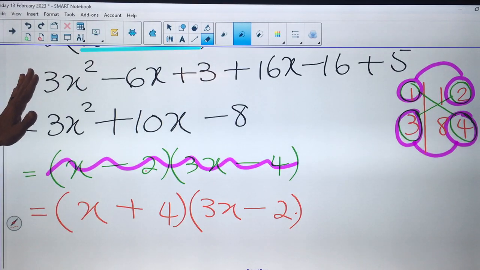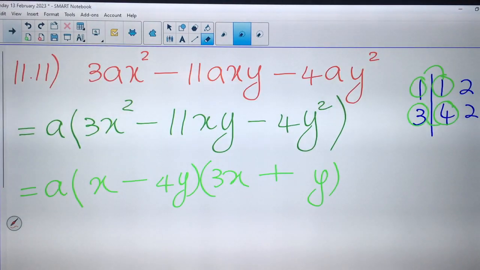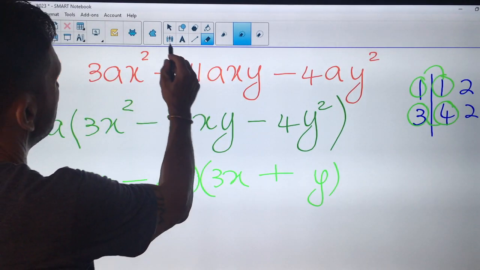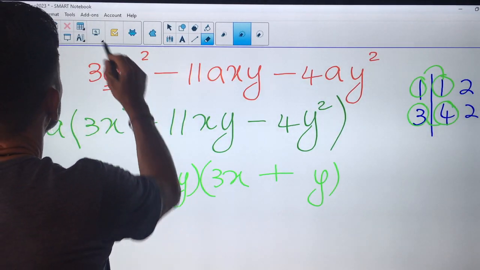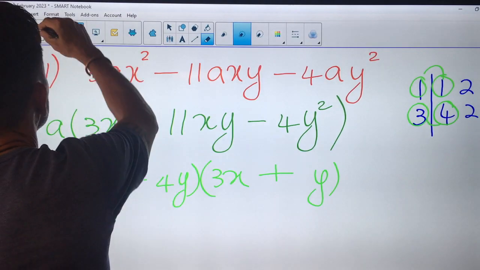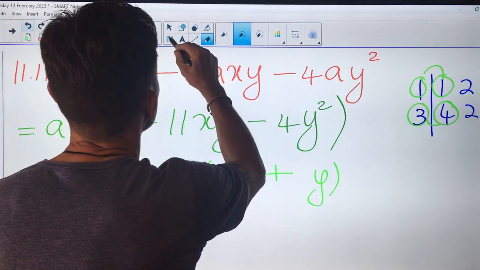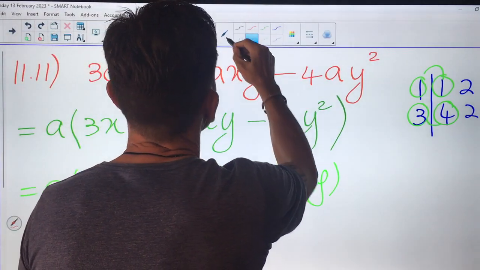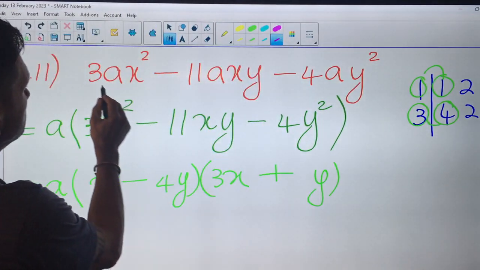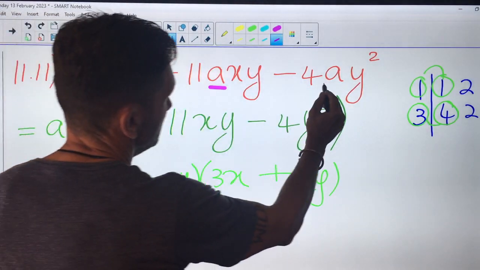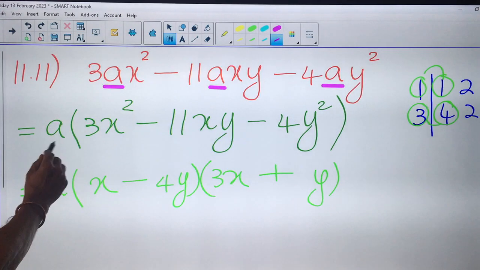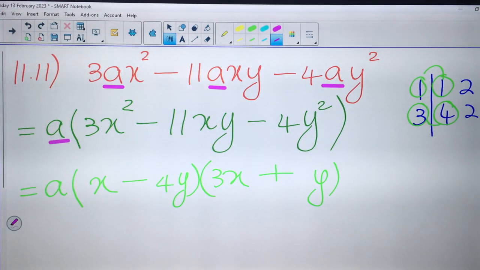Any questions? No, sir. Okay, it's not this one I'm referring to. There's a common factor here of, let me just get a different color, a common factor of A. So there's an A, there's an A, and there's an A. So I remove the A, and that is in front now.